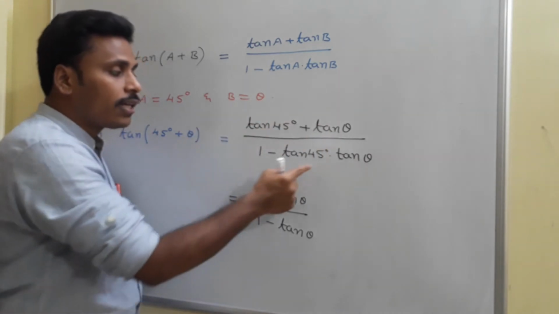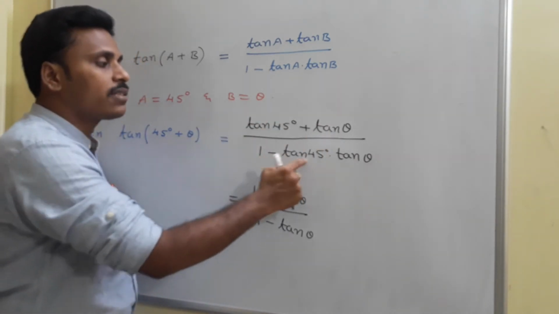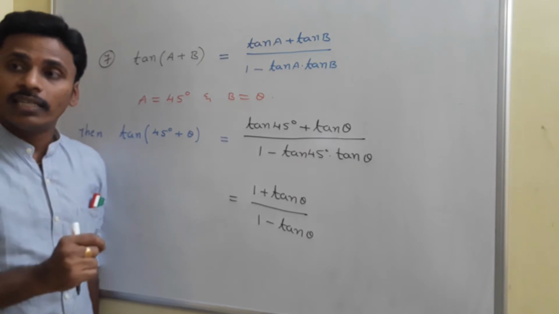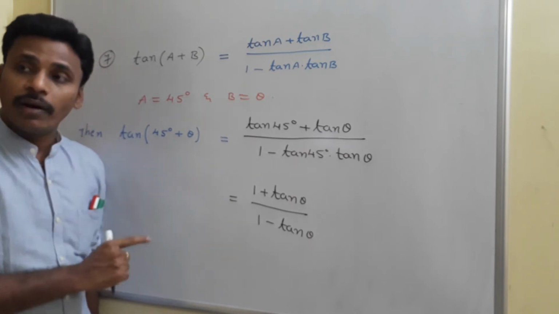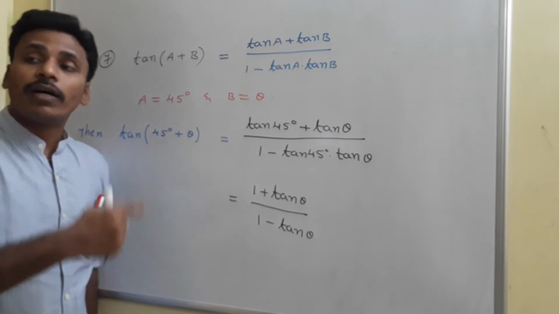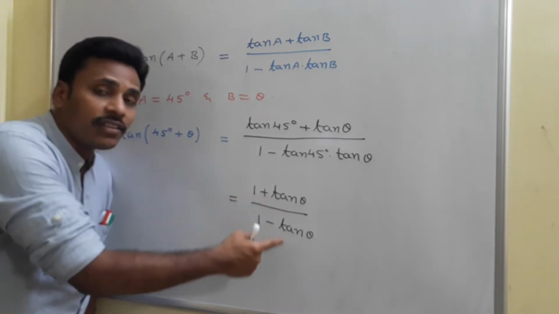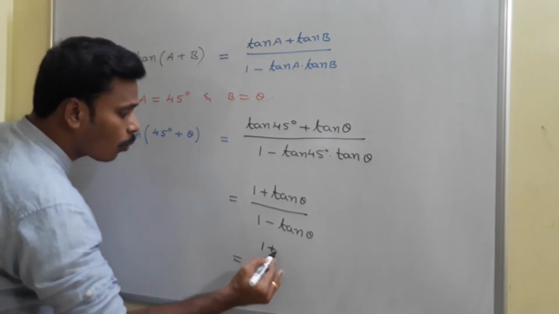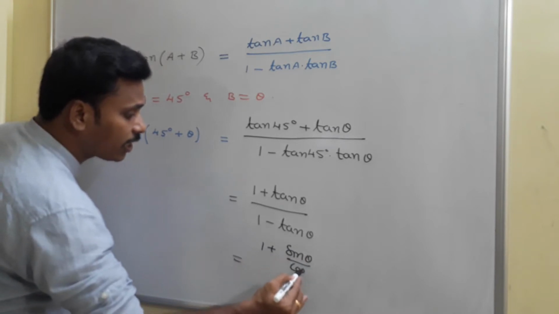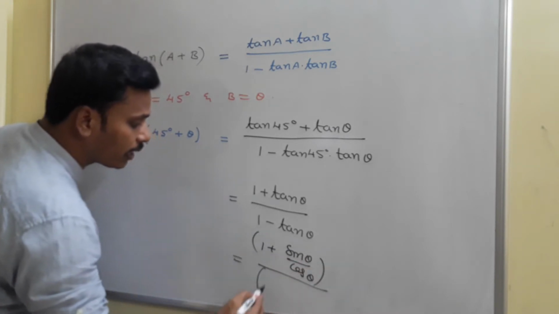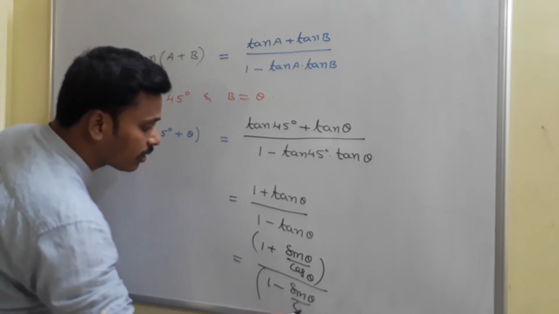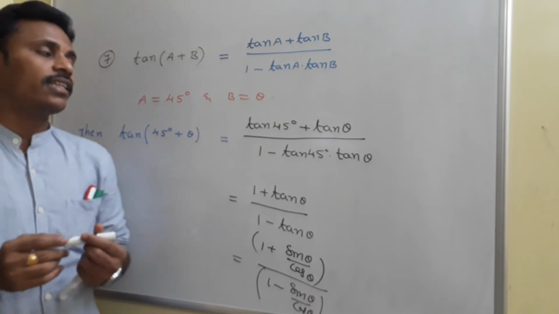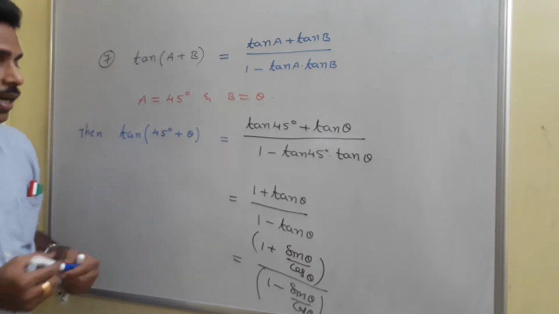1 plus tan theta. Here if you replace tan 45 with 1, 1 minus this 1 into tan theta is 1 minus tan theta. So at the end, tan of 45 degrees plus theta is 1 plus tan theta by 1 minus tan theta. Further there is a chance to simplify if you rewrite tan theta as sin theta by cos theta. How can I write? This is equal to 1 plus sin theta by cos theta in the numerator, and in the denominator 1 minus sin theta by cos theta. You just rewrite tan theta as sin theta by cos theta, and then we need to simplify. How can we simplify?